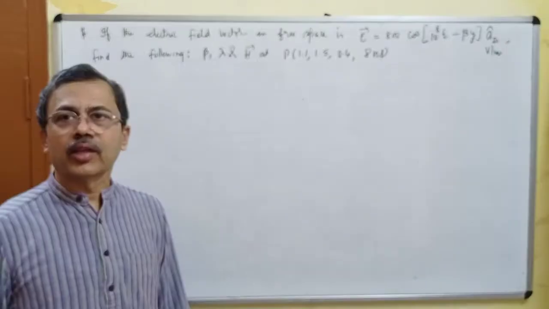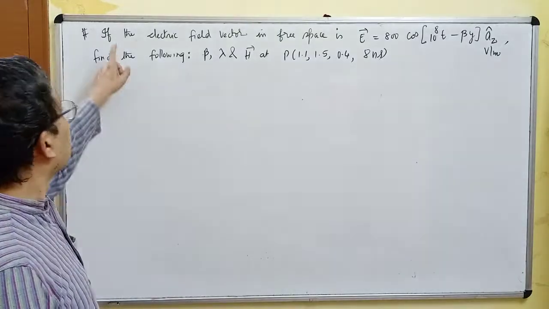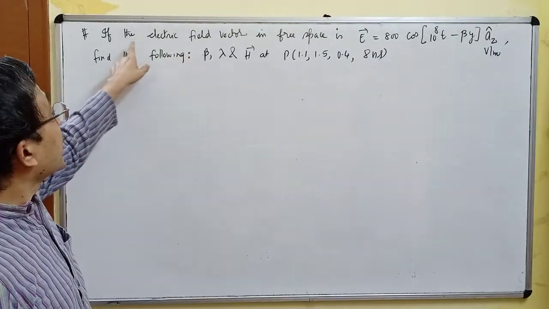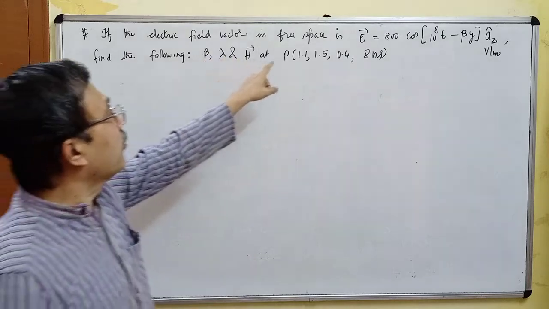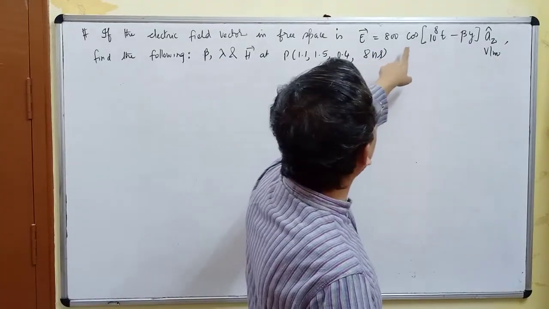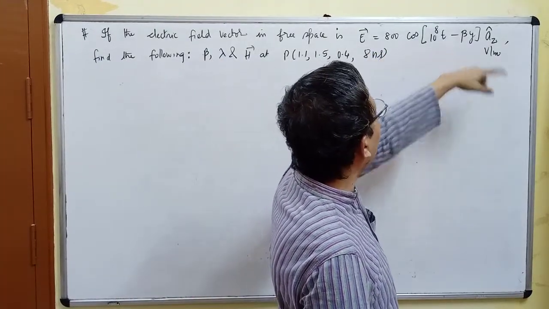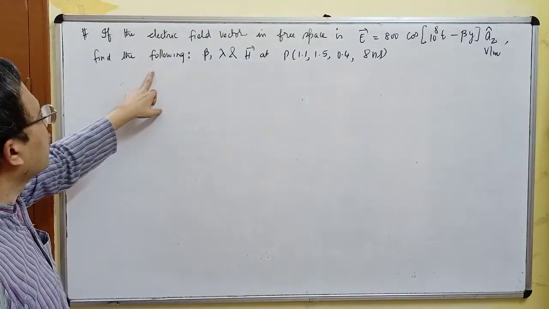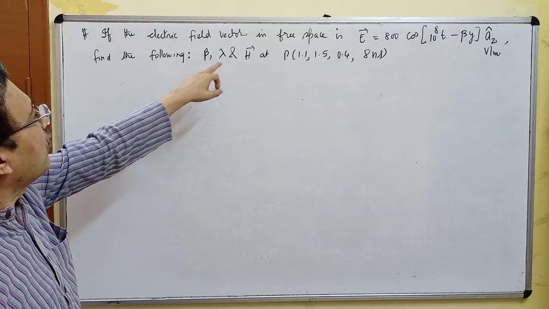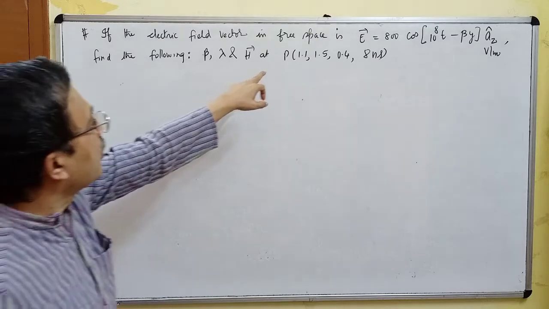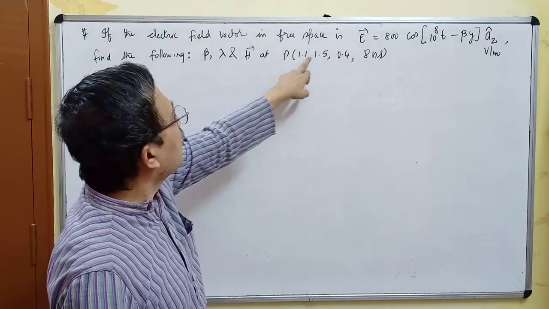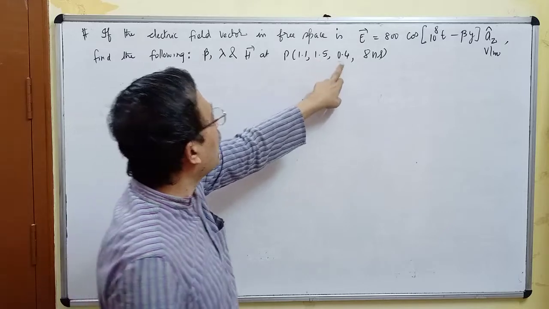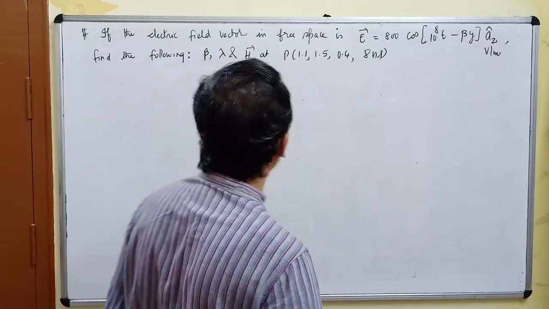Next problem. If the electric field vector in free space is vector E equal to 800 cos of (10 to the power 8 t minus beta y) az cap volts per meter, find the following: beta, lambda, and vector H at the point x 1.1, y 1.5, z 0.4, t 8 nanoseconds.